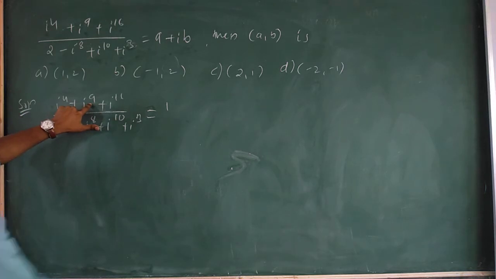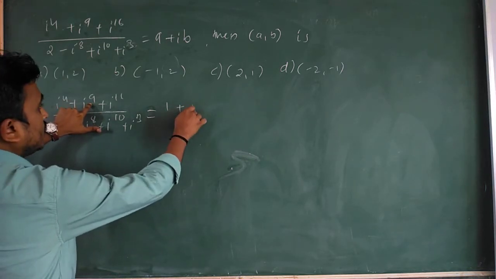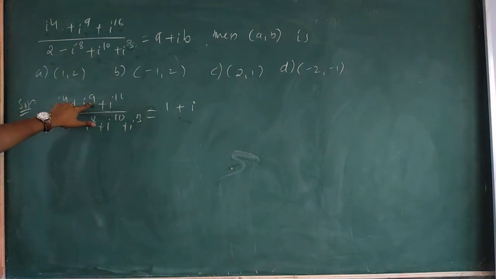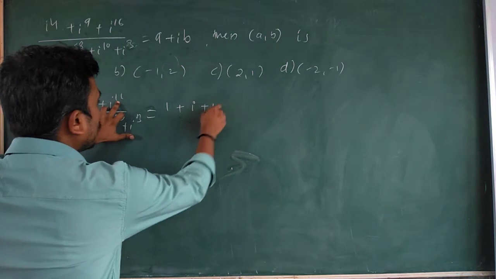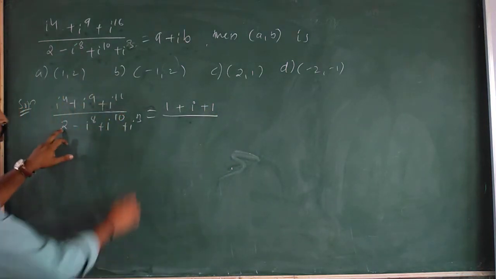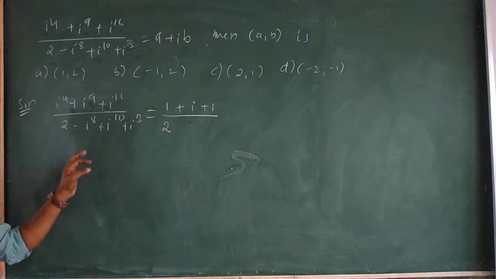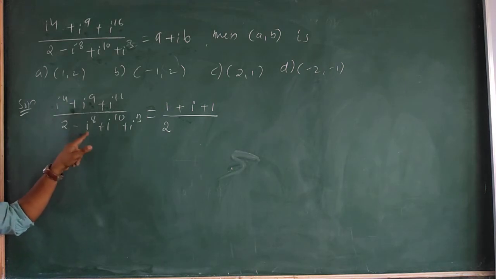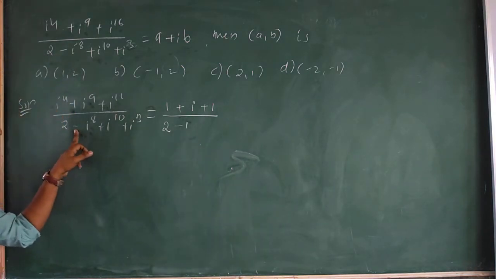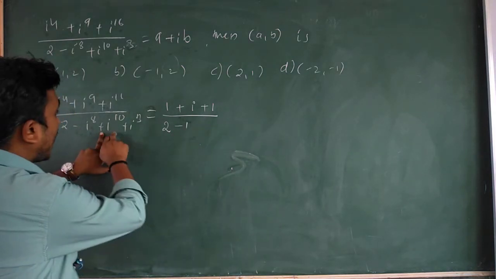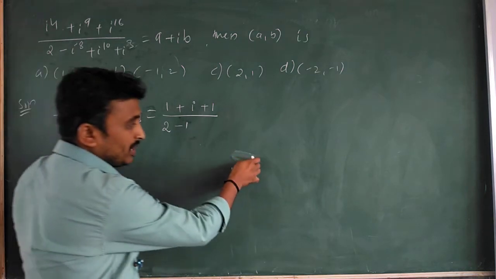Okay, that is plus i, plus i^16. 16 is a multiple of 4, that is the value is also 1, divided by 2 minus i^8. 8 is also a multiple of 4, that is the value is 1, plus i^10. i^10 gives remainder 2.